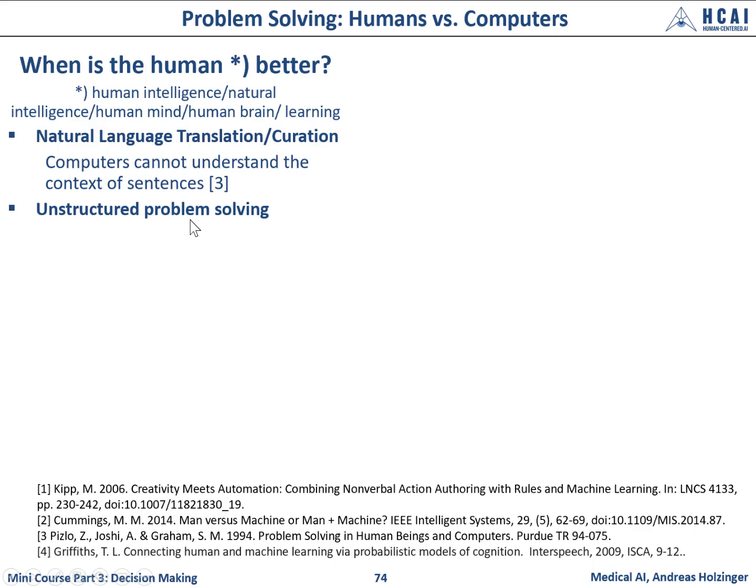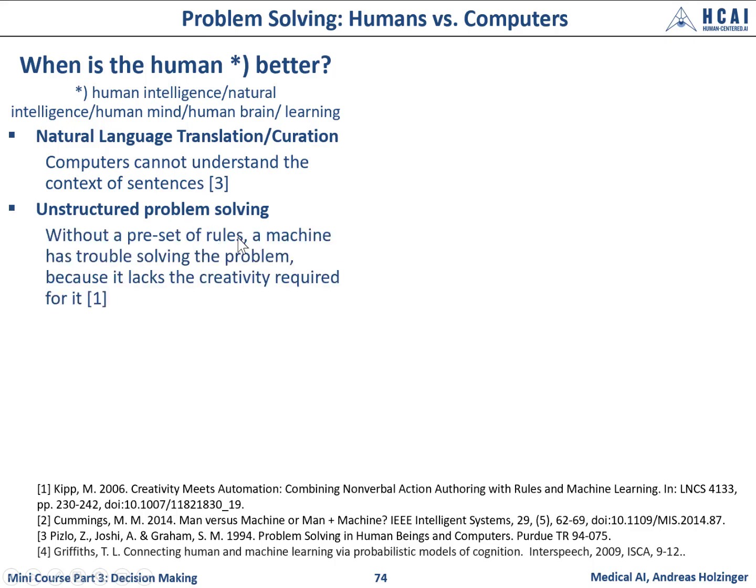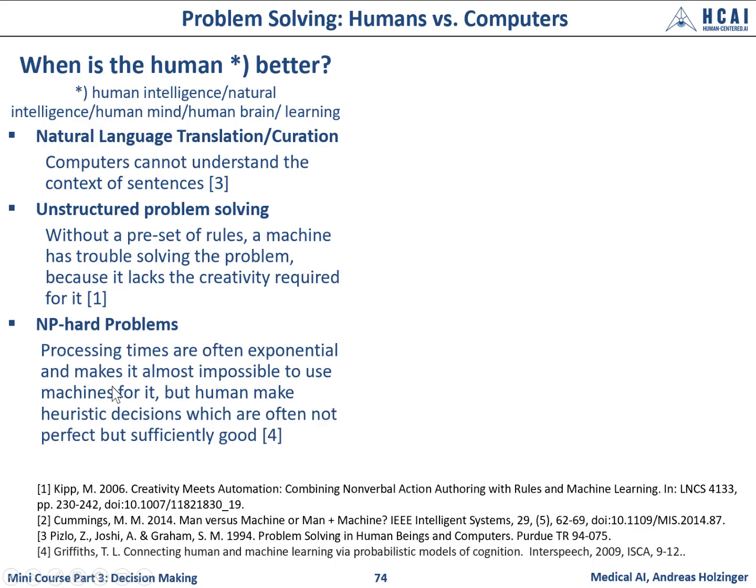Humans are good in unstructured problem solving. Without a preset of rules, a machine has trouble solving problems because it lacks the creativity required for it. Then we have a lot of NP-hard problems, as we have seen in part 1 of the course, and processing times are often exponential and make it almost impossible to use machines for it. But humans make heuristic decisions which are often not perfect, but, and this is the point, sufficiently good.